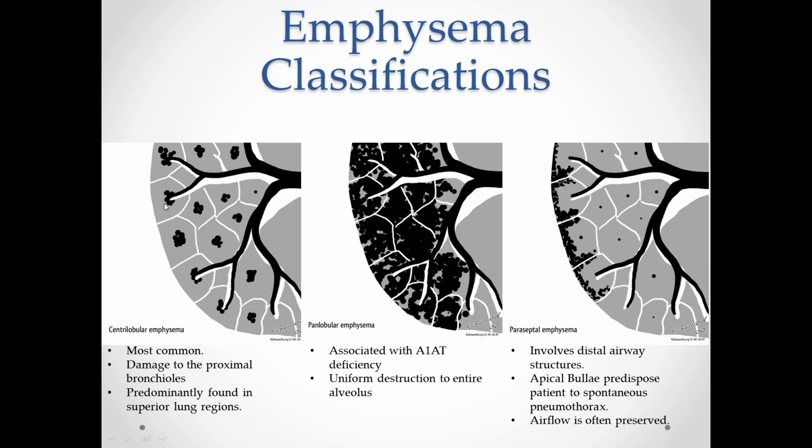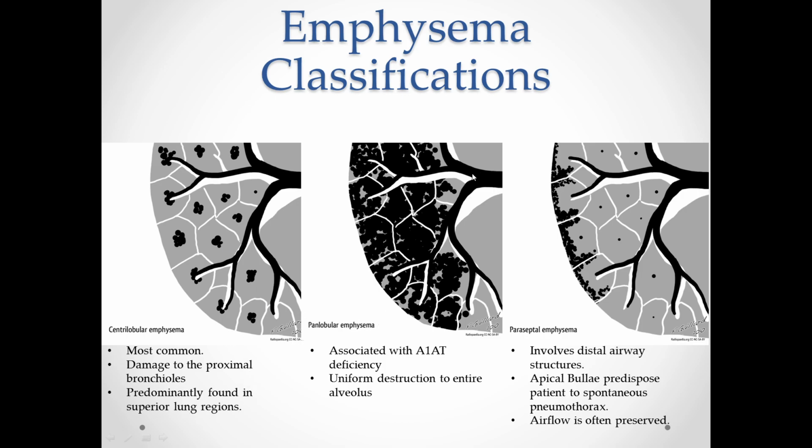And so if you can take that same sort of principle and apply it to this type of classification of emphysema, then you can sort out that the proximal bronchioles and alveolar structures in the proximal bronchi are more likely to be affected than the distal bronchi, which are more likely to be a bit more protected from environmental exposures. It's predominantly found in the superior lung regions as well.